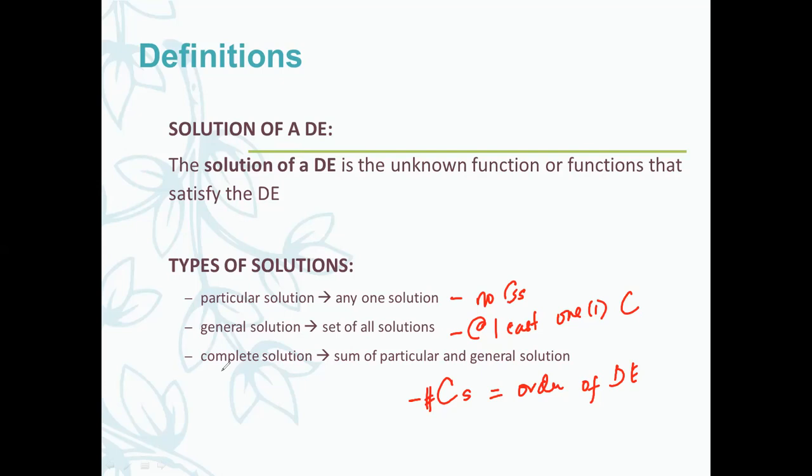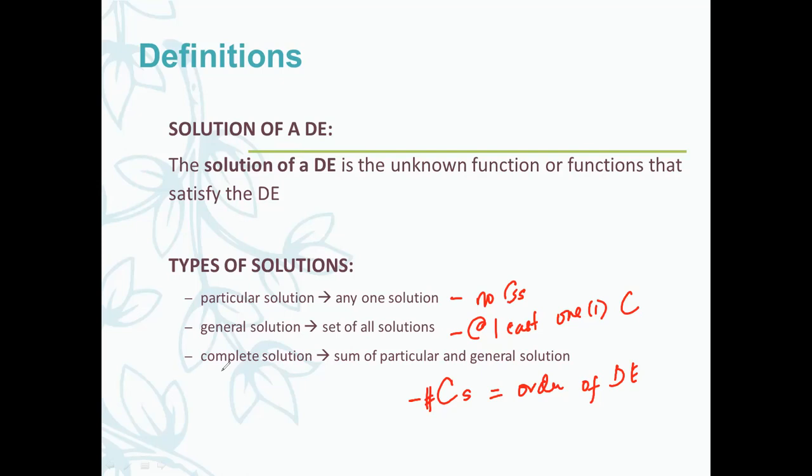Having said these two statements, it follows, class, that all complete solutions are general solutions. Why? Because the only requirement for a general solution is at least one arbitrary constant. So if all arbitrary constants are there, it is also a general solution. So the complete solution of a DE at all times is also a general solution, whereas a general solution may not at all times be equivalent to the complete solution.